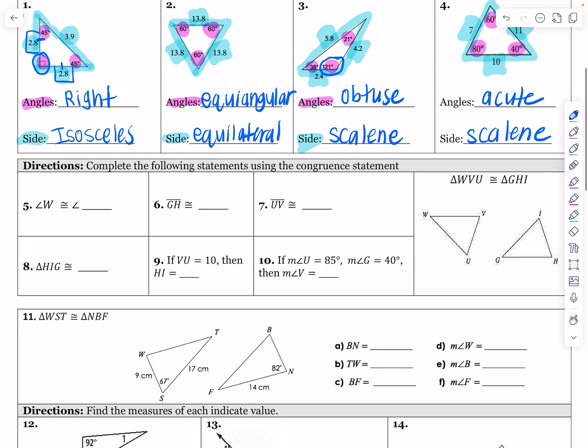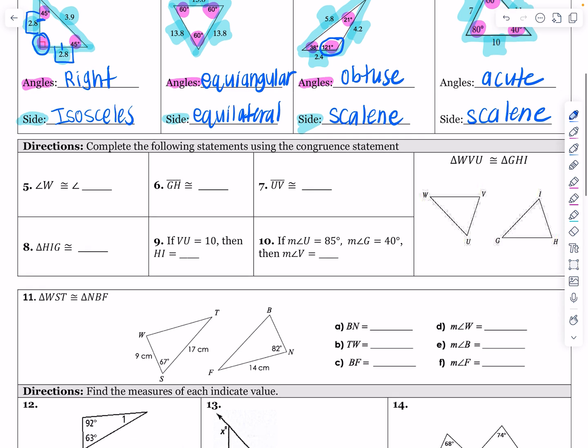All right, and then we got into congruence. And remember that our congruence statement told us everything we needed to know, even if we didn't have a picture. So it says complete the following statement using the congruence statement. Y'all, they even tell you to use this thing. This thing is going to be a lifesaver, specifically when we start rotating shapes, reflecting shapes. This tells you everything you need to know. So while I have a picture, I am going to mostly rely on that congruence statement because it tells you everything that's in the same spot.